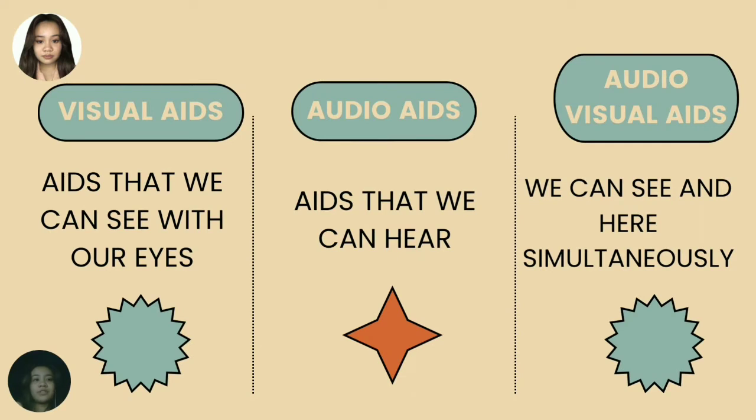Next, we have the visual aids, audio aids, and audiovisual aids. So first, we have the visual aids. From the word visual, these are the aids that we can see with our eyes. Next, we have the audio. This is from the word audio. These are the aids that we can hear only. Number three, we have the audiovisual aids. These are the aids that we can see and hear simultaneously.